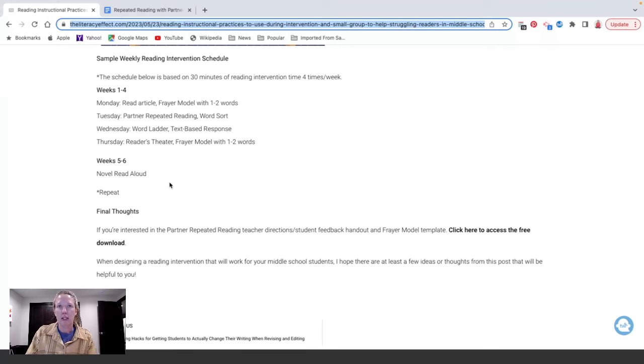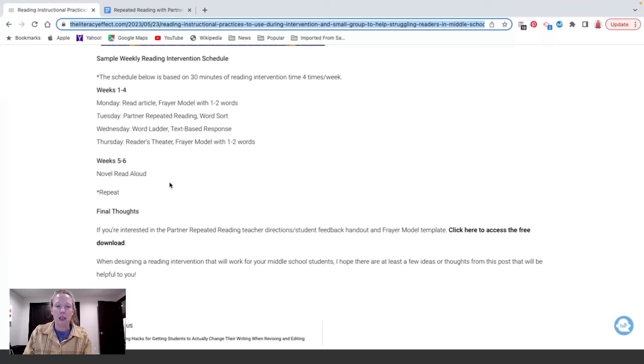Wednesday, we'd come back, we'd start out with a word ladder, and then we'd do a text-based response based on that nonfiction article. Thursday, we would do a reader's theater and possibly do another Frayer model with one or two vocab words from the reader's theater. And we would just repeat that process for a couple weeks.